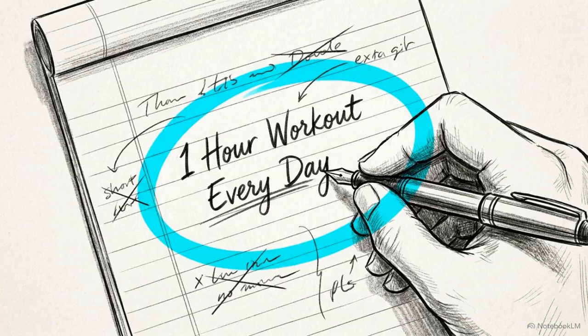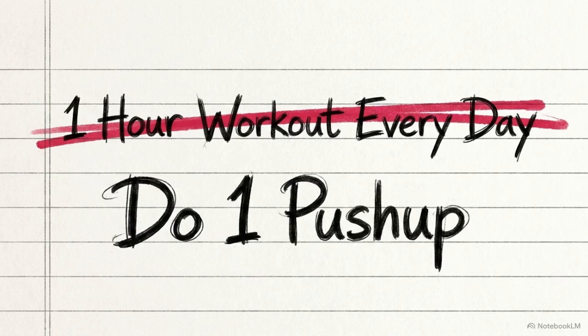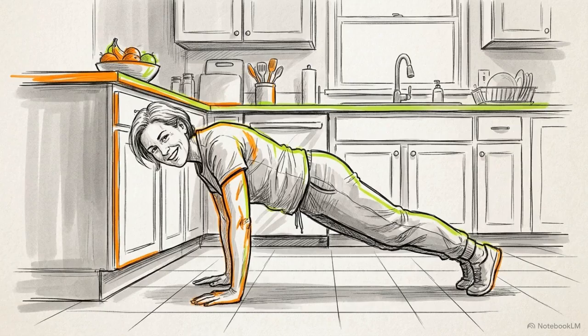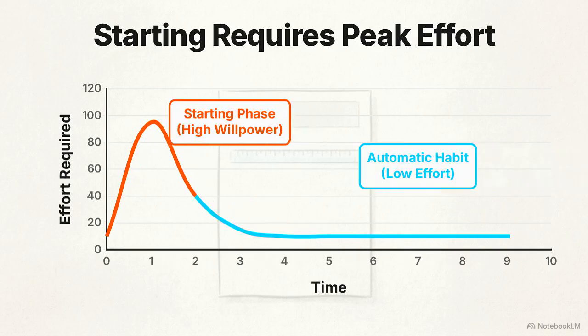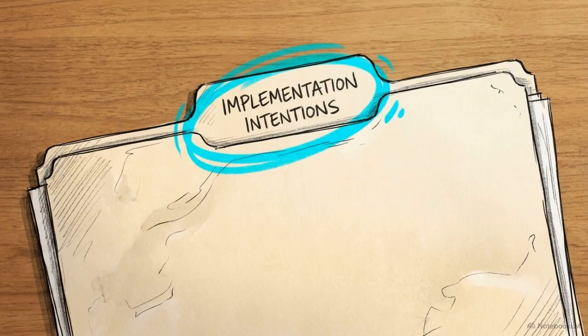On your paper, write down your large goal. Now, physically cross it out. Underneath it, write down the absolute smallest micro version of that action. Making a behavior so small that it is practically impossible to fail removes the psychological friction, and starting is always the most resource-intensive phase. Step 2 is scripting the behavior.